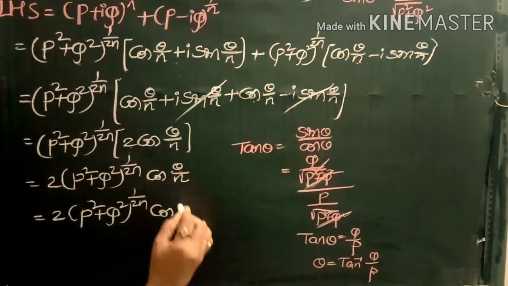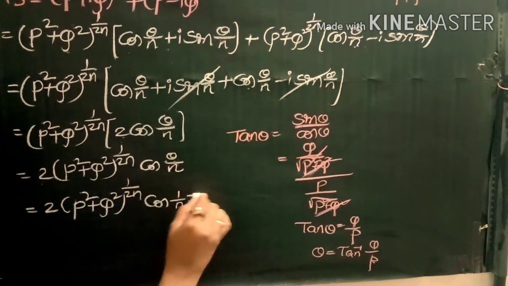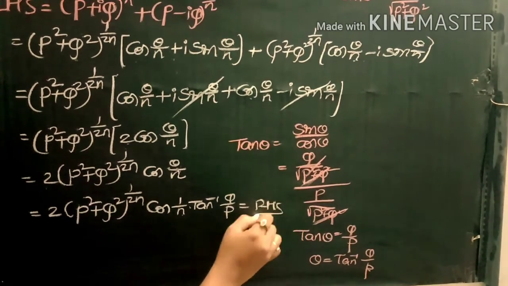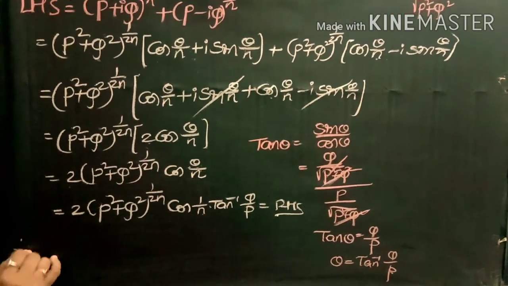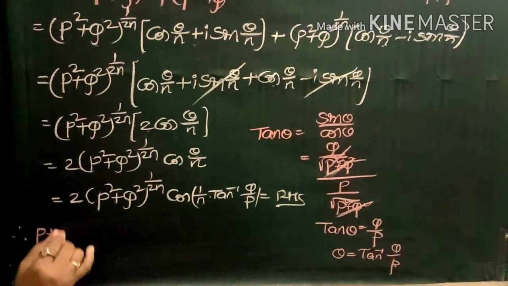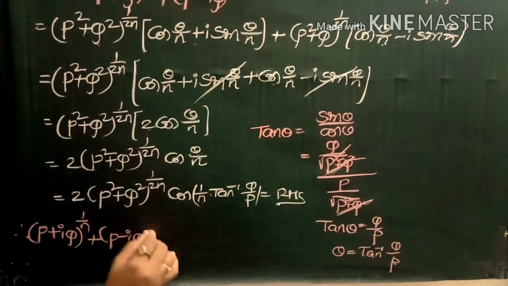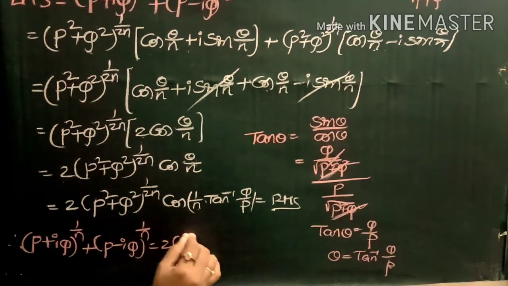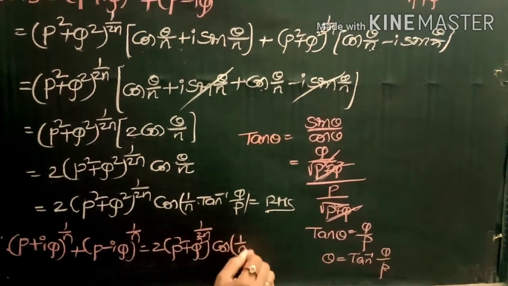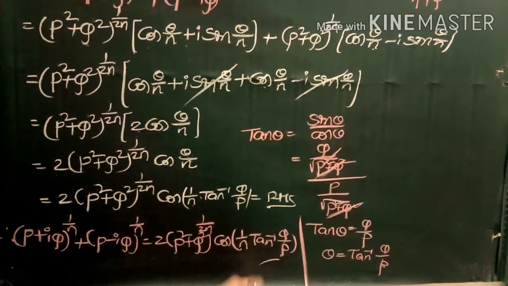So replacing that value here, this is 1/n into theta, and in place of theta we replace tan inverse of q by p, and this is equal to the RHS. Therefore (p + iq) to the power 1/n plus (p - iq) to the power 1/n is equal to 2 into (p² + q²) to the power 1/2n into cos of (1/n) tan inverse of q by p. That's the required answer.